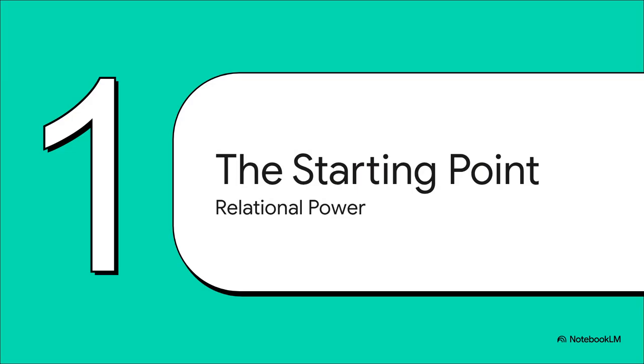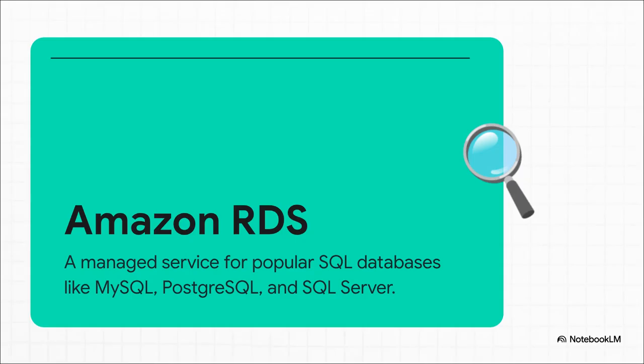Okay, so where do we start? Let's begin with the classic, the foundation for tons and tons of applications, the good old relational database. This is where your neat, structured data lives. And it's the default choice for a really good reason. And in the AWS world, that's Amazon RDS, the Relational Database Service.